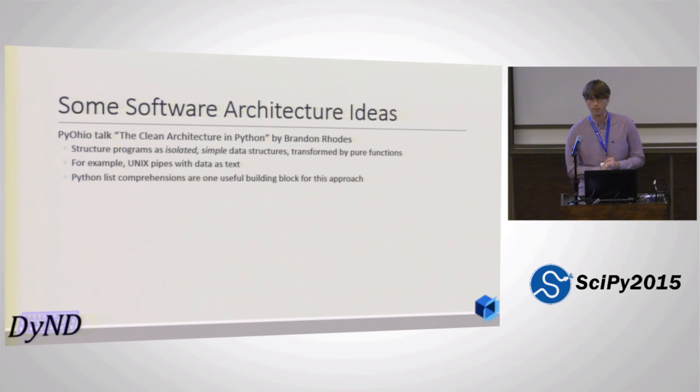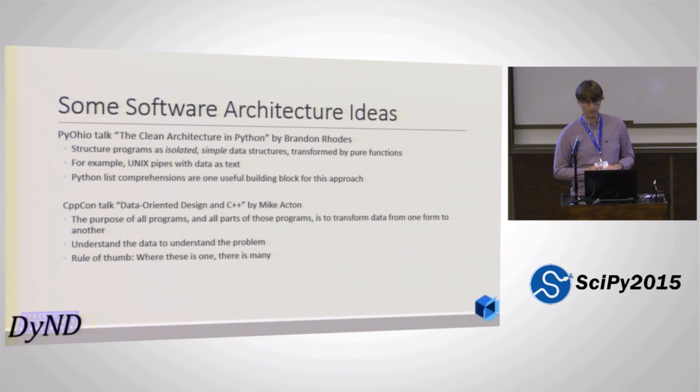So we'll take a little bit of a detour through some software architecture ideas. There's a PyOhio talk by Brandon Rhodes, which you can watch online. A very good talk that goes over some old software architecture ideas and shows how you can apply them in Python. And the essence of it is that if you make your programs so that you have isolated and simple data, and you connect it with transforms, in particular pure functions, your program becomes much more understandable and it's easier to test. Things become more orthogonal.